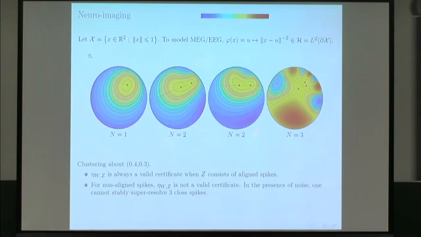So in these 3 cases we have a valid certificate, but what we see is that when you have non-aligned spikes, then eta_W is not a valid certificate anymore. What this means from our previous result is that in the presence of noise, you can't super-resolve 3 close spikes in the case of neuroimaging.